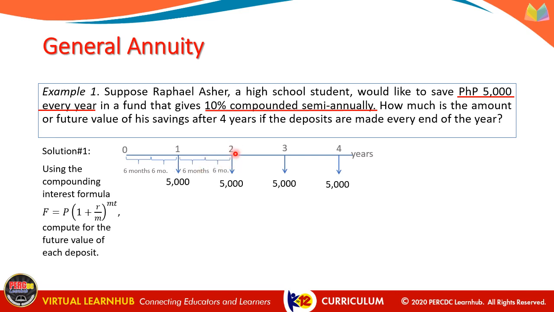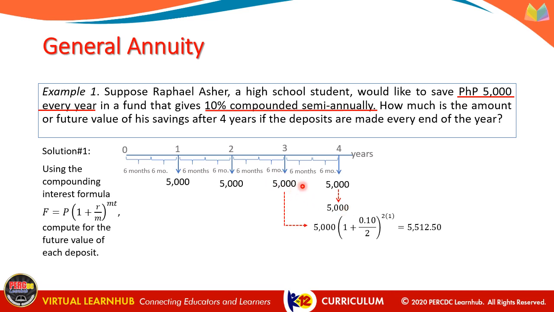The deposit made at the end of second year is also done at the end of the fourth semi-annual. The deposit made at the end of third year is also made at the end of the sixth semi-annual. And the deposit made at the end of fourth year is also done at the end of the eighth semi-annual. Okay? This 5,000 pesos deposited at the end of fourth year is just equal to 5,000 pesos at the end of year 4.